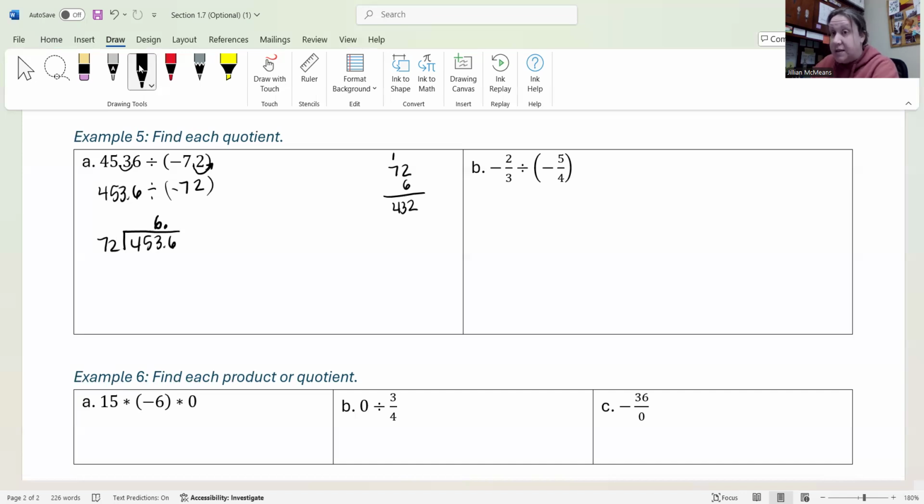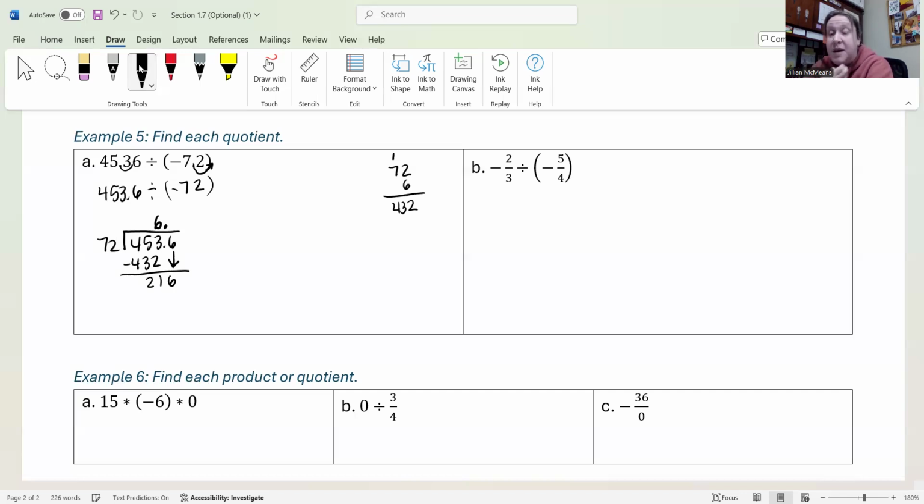We want to multiply 72 times 6. That gives me 432. I want to subtract that. So 3 minus 2 is 1, 5 minus 3 is 2, 4 minus 4 is just 0, so we don't deal with that. I want to bring down the next digit in line, which is a 6.